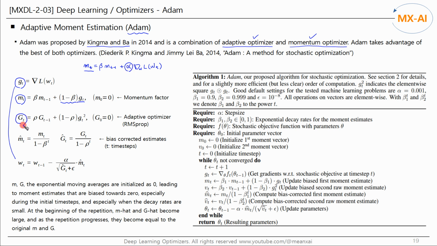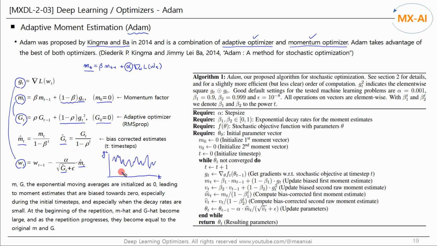We then calculate G as the exponential moving average of the gradient squares, as we did in RMSprop and Adadelta. Then we update W using M and G. However, in Adam, M and G are used modified. Again, M and G are exponential moving averages. And the initial M and G values are both 0.